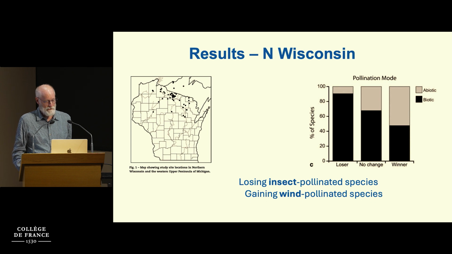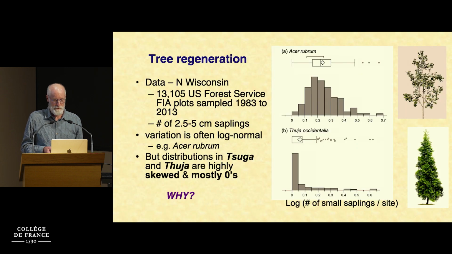This is also reflected in this graph, where we see that the loser species in the northern Wisconsin sites were overwhelmingly biotic pollinated, whereas the winners were split almost 50-50 between wind pollination and insect pollination. So we're losing insect-pollinated species, we're gaining wind-pollinated species in the northern forest, so a lot of that reflects the grasses and the sedges, and therefore it could be a side effect of something else driving those changes. And that something else is what I want to talk about next.